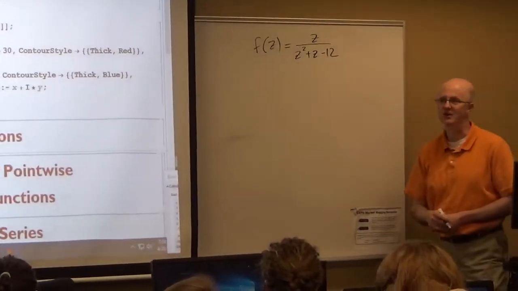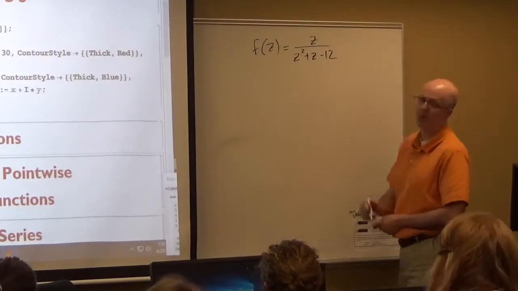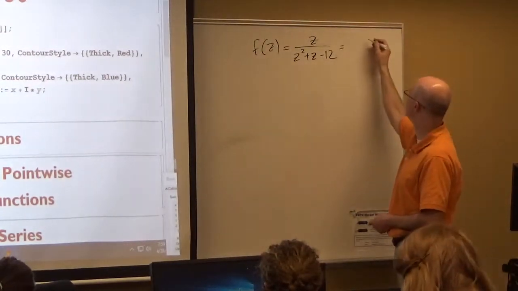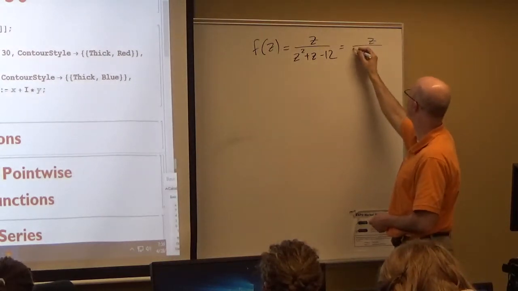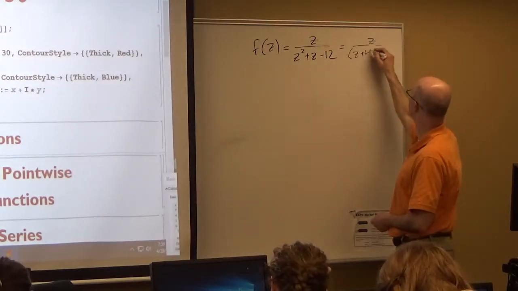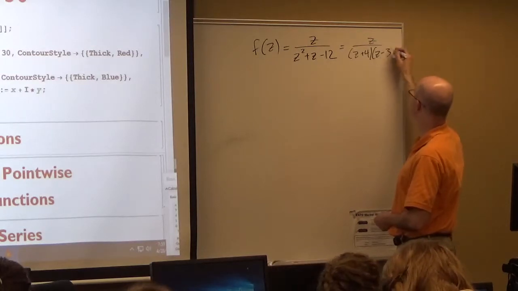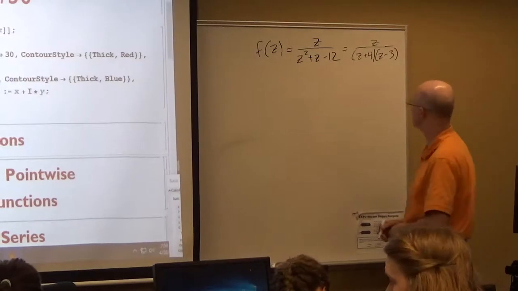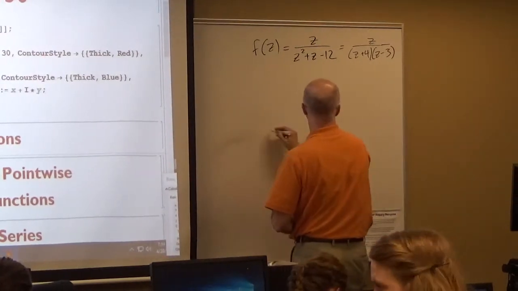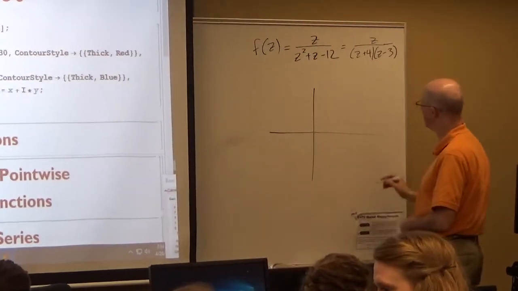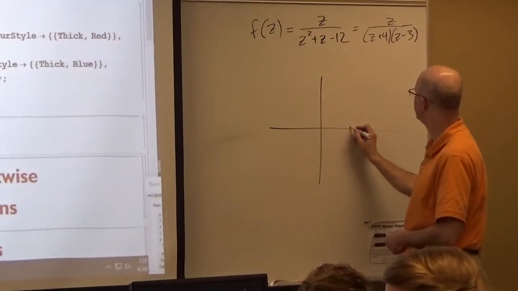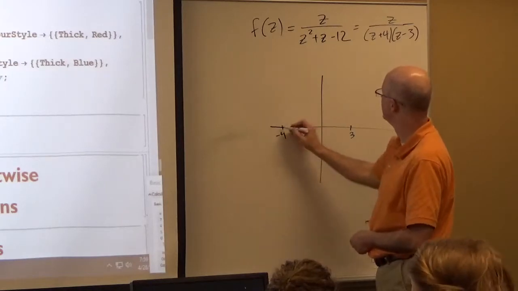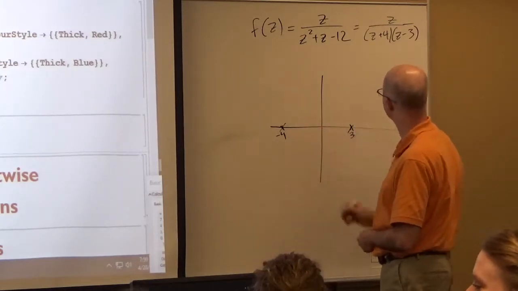So there's a rational function. It's got a zero at z equals 0, and it's got 2 poles. You can factor the bottom as z plus 4 times z minus 3. So the poles are at -4 and +3. If this is the complex plane, and 3 is here, and -4 is over here, those are the poles for this function.